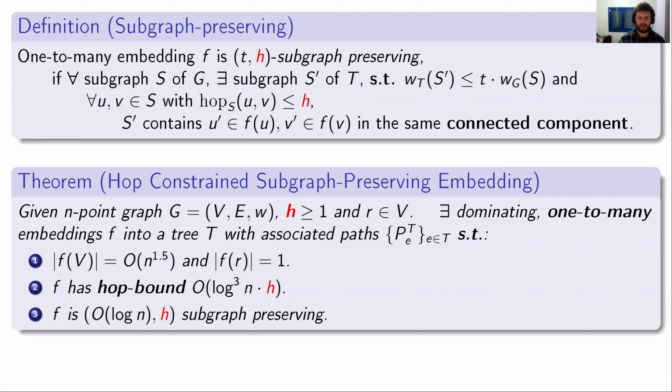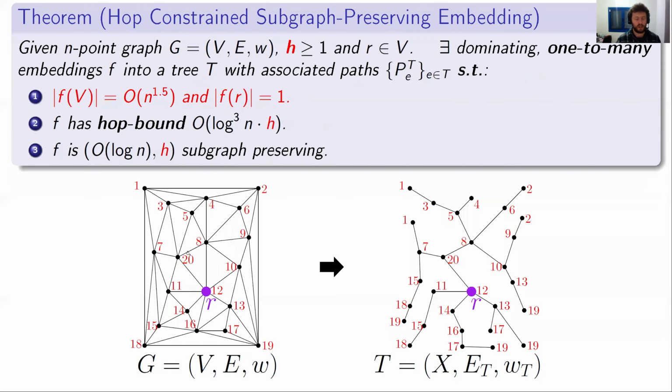Our embedding result in this context is our hop-constrained subgraph preserving embedding. Here, we are given an undirected graph G, some hop parameter h, and a special vertex r, and we construct a dominating one-to-many embedding F into a tree T with an associated path for each edge, such that, first, the overall number of copies, the overall number of vertices in the tree, is at most some small polynomial, and the special vertex r has only a single copy.